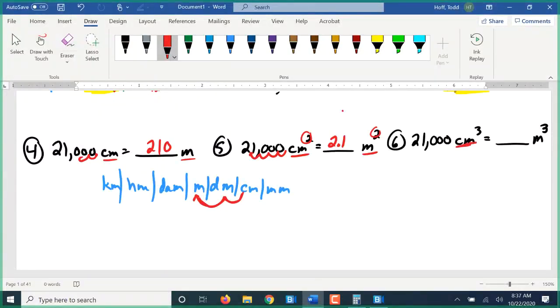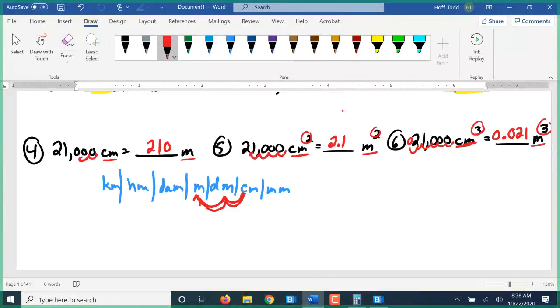And then here, this is centimeters cubed to the 3rd power, to meters cubed. Again, that changes our conversion factor. Every spot on the chart is no longer multiplying or dividing by 10. It's 10 cubed, or 1,000, which means every spot on the chart is 3 decimal places. So 2 spots on the chart becomes 6 decimal places. So we go 1, 2, 3, 4, 5, 6, and we fill in that 0. That's 0.021 meters cubed.